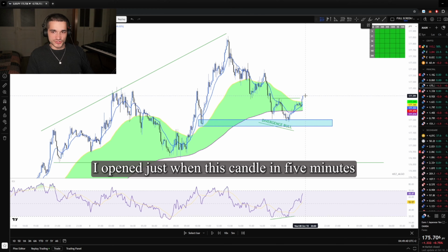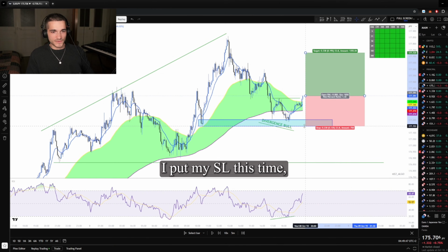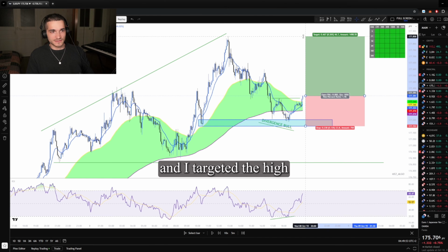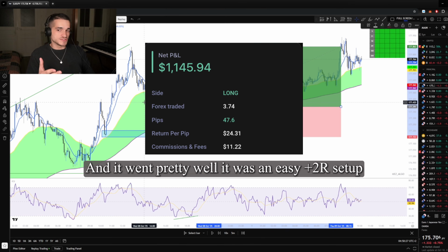I opened just when this candle in 5 minutes that validates our divergence closed. I put my SL this time just to be safe below the POI and our target the higher. And it went pretty well. It was an easy plus 2R setup.